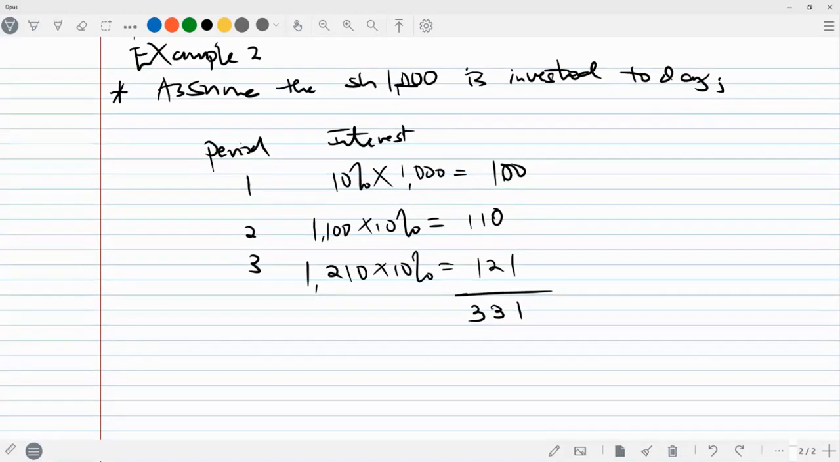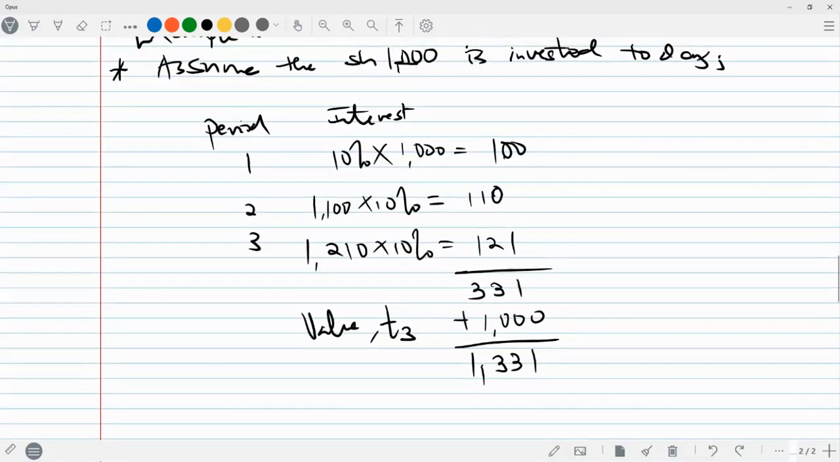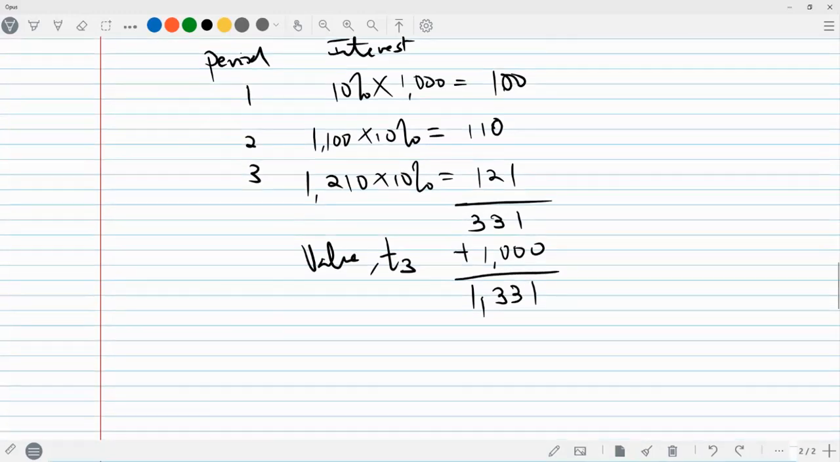Therefore, we can say the investment value at the end of year 3, adding the initial investment of 1,000, gives 1,331. Same as before. And what if you have 20 years? If you have an investment for a period of 20 years, this might be a lot of work, so the best thing is to use compounding.